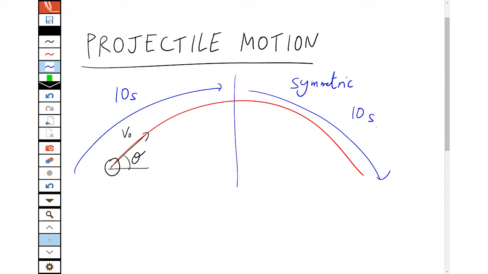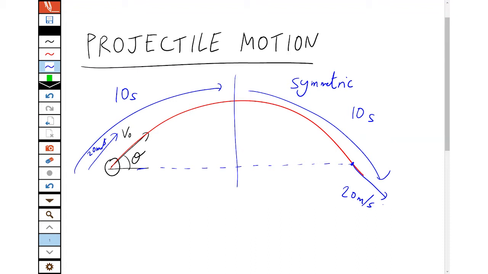It's also symmetric in speed. If the launch speed at this point was 20 meters per second, then at the same height over here, the speed would again be 20 meters per second. And a little bit of revision, you can see that's the same speed, the same size of number, but it's a different velocity because it's a different vector, a different direction. It's going down instead of up.